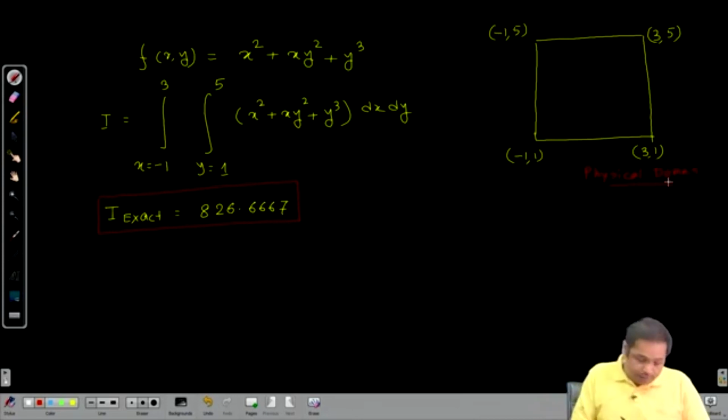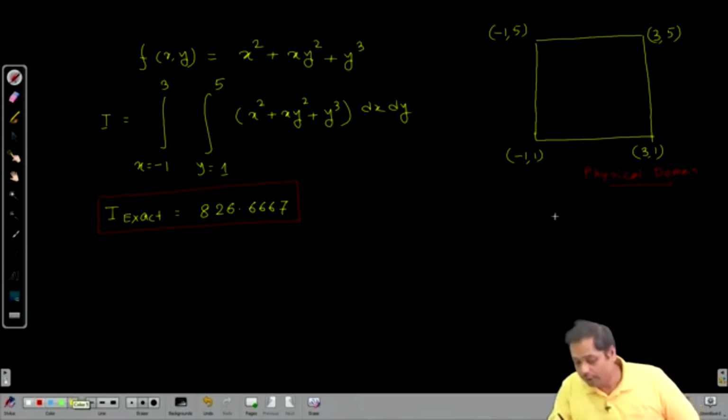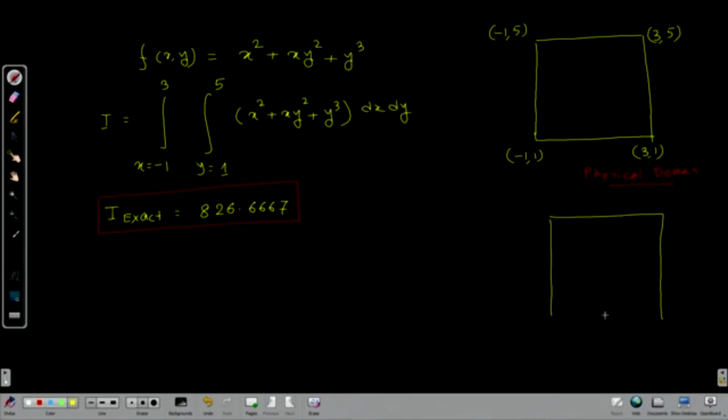And our parametric domain is, if you recall, our coordinate is natural coordinate. This is plus 1, minus 1, minus 1, and this is 1, 1, and this one is minus 1 and 1. Okay. So first we need to find out a map between this domain and this domain.